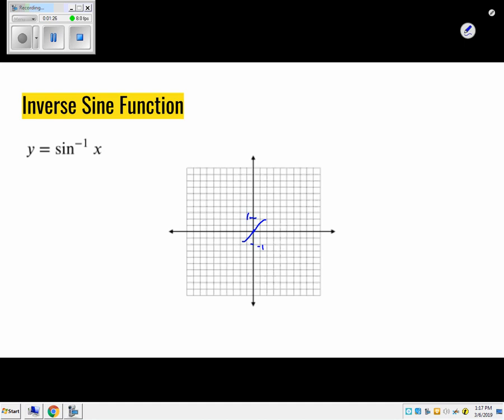I'm going to switch all my x's and y's just as I did in pre-calc A, but on my x-axis, what value did I cut it off at? Half a pi, absolutely. Pi over 2 and negative pi over 2. All right?